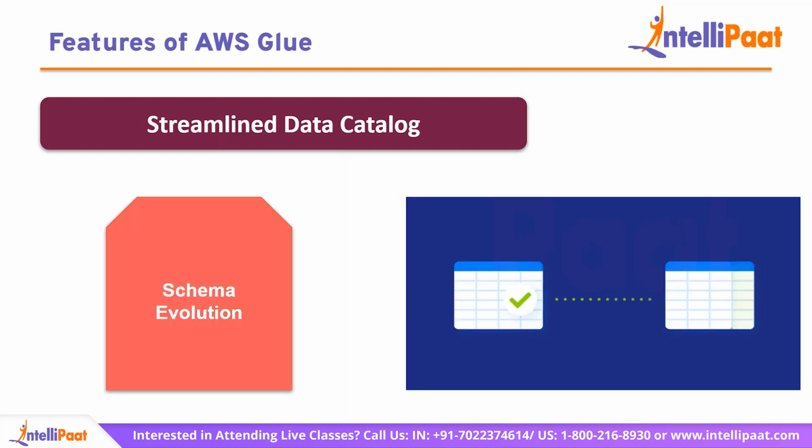The fourth one is schema evolution. The streamlined data catalog supports schema evolution, allowing easy tracking and managing of changes to the data schema over time. This feature is useful when dealing with evolving data sources where the schema may change frequently. It helps maintain data integrity and provides better visibility into schema changes.